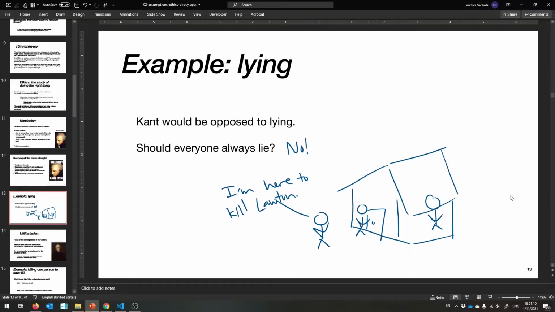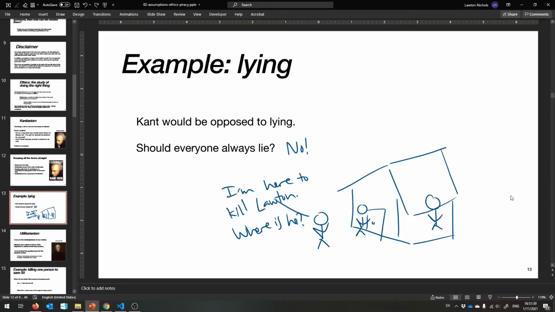Where is he? And so the idea is, well, in theory, it would be a good idea to lie here, but Kantianism says no. So this is a good example of it. It doesn't really break down, but it might, or it might not. So if my mom says, oh, he's at school, he's not here right now, and then the murderer goes away, that would be a good lie in this case, yes?